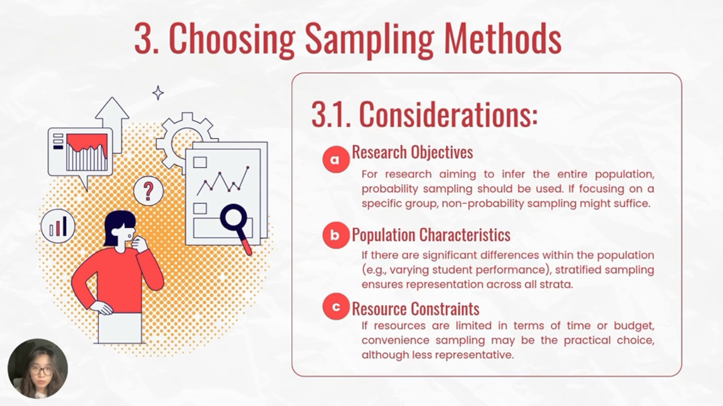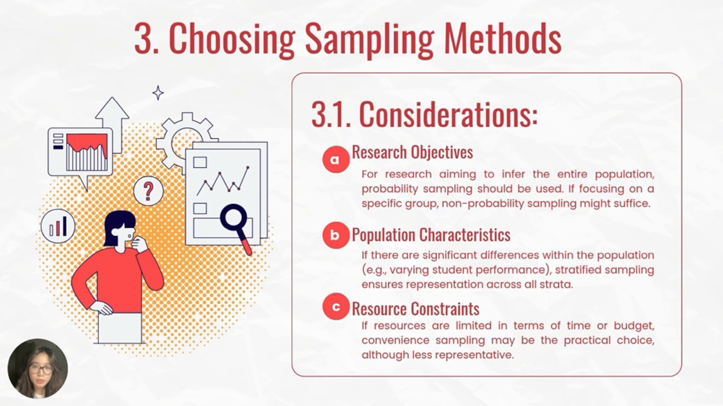Non-probability sampling includes methods like convenience sampling, purposive sampling, and snowball sampling. These methods are often used in exploratory or qualitative research, where the goal is not necessarily to generalize to a larger population, but to gain a deeper understanding of a specific phenomenon. Next, the characteristics and the heterogeneity of the population also influence the choice of sampling method.